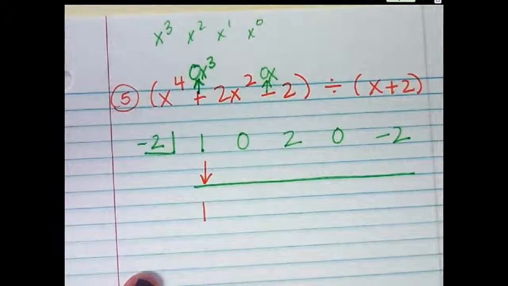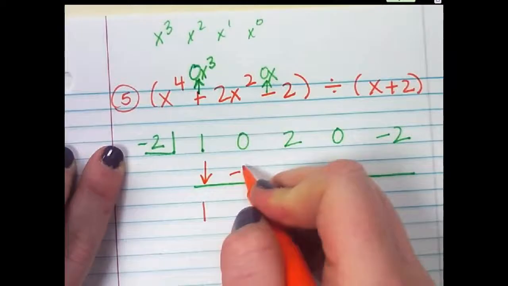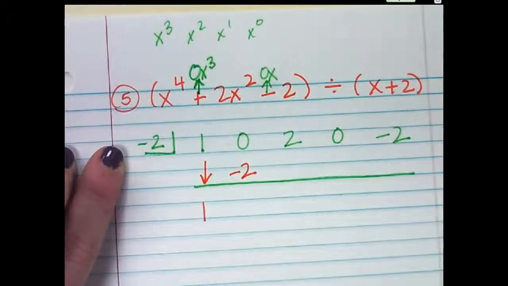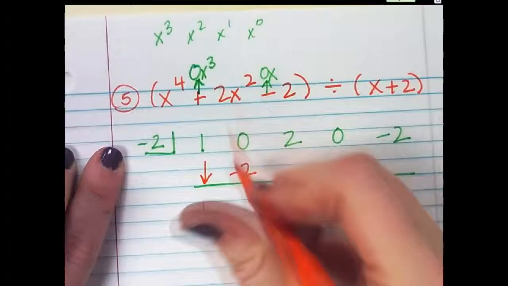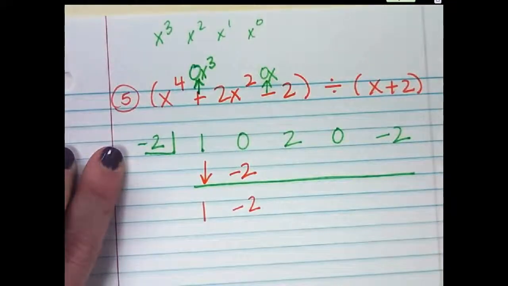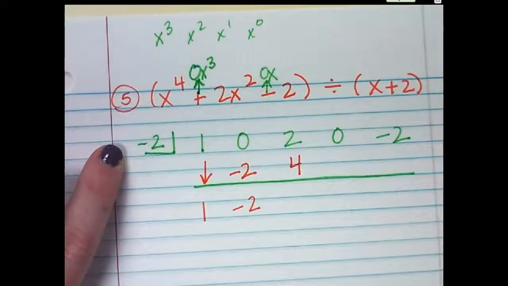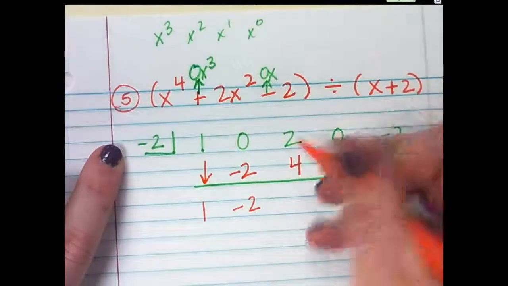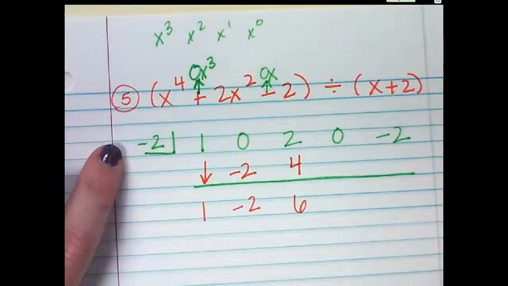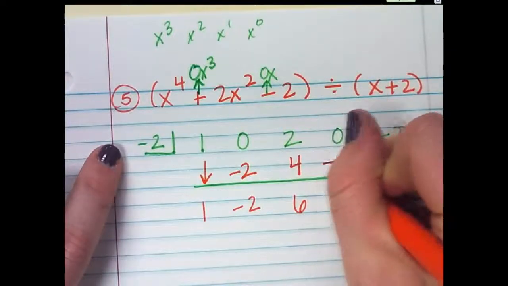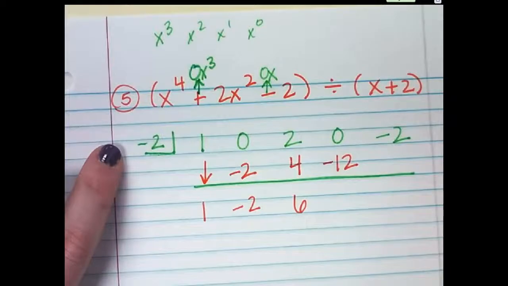So drop the 1. And then multiply. -2. 0 plus -2 is -2. Multiply again, +4. 2 plus 4 is 6. And then multiply -12. -12 and 24.